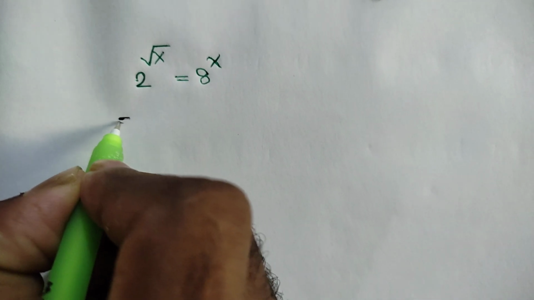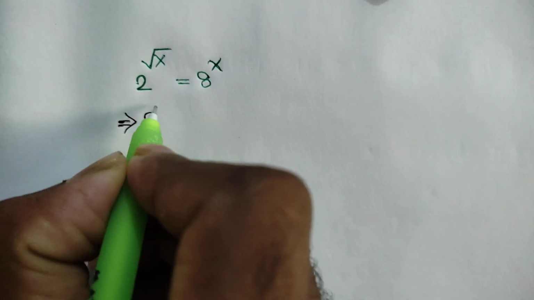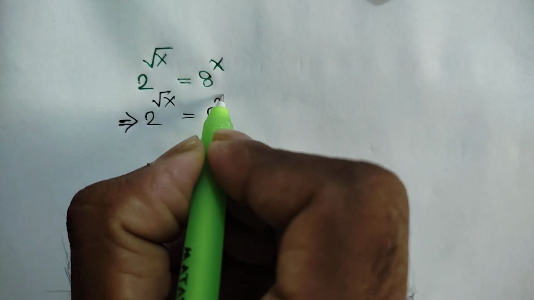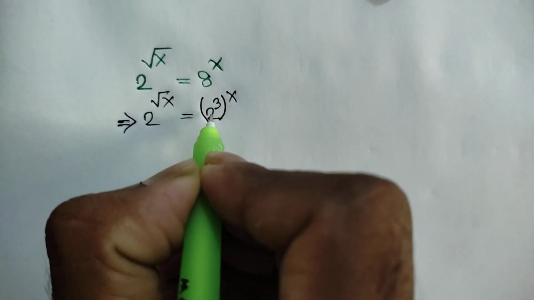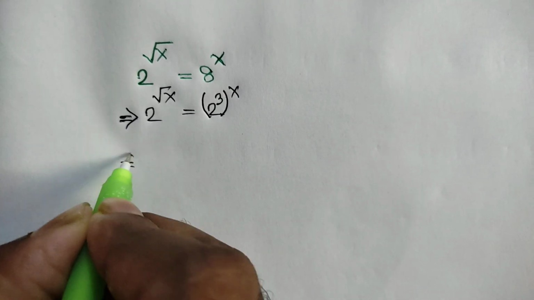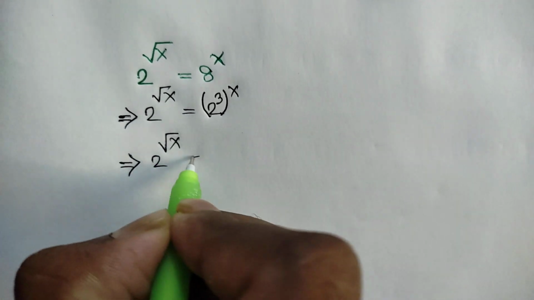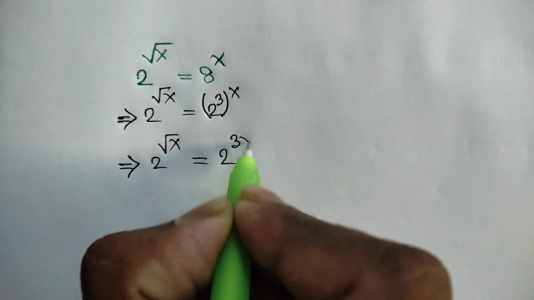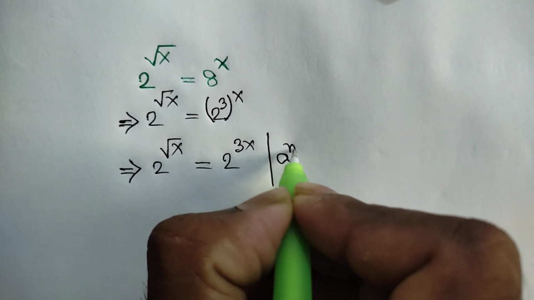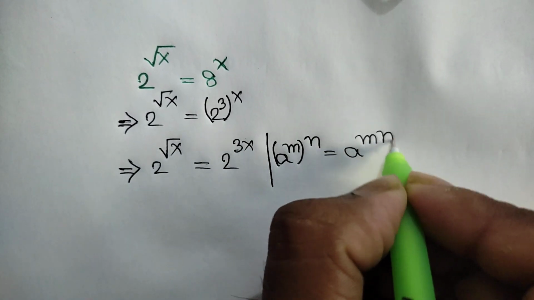Okay, at first we can write 2 to the power square root of x is equal to 2 to the power 3, whole power x, because 2 to the power 3 is the same as 8, or 2 to the power square root of x is equal to 2 to the power 3x. Here we can apply this rule: a to the power m whole power n is equal to a to the power mn.